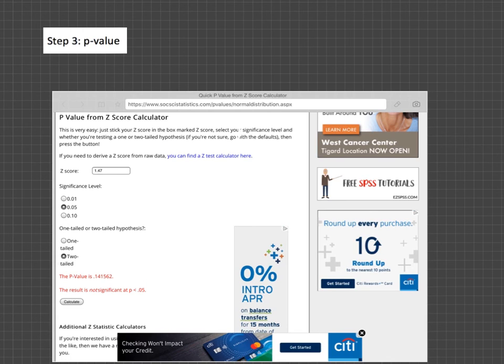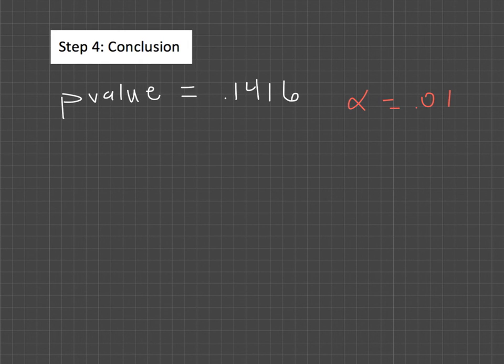Finally, we want to come to the conclusion, so we're going to compare that p-value with alpha, the significance level. And here we have the p-value 0.1416 is quite a bit higher than our alpha of 0.01. So since p-value is greater than significance level, we do not reject the null hypothesis. All right, so we can't say that the proportion from medication A and medication B of patients with hives is different.